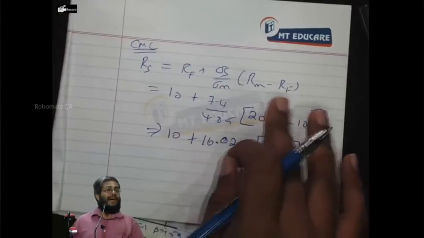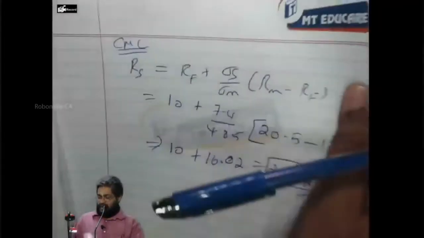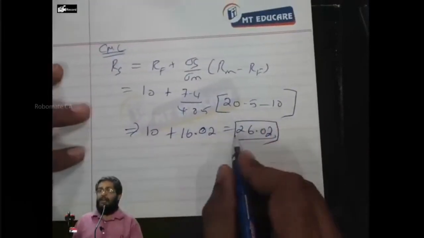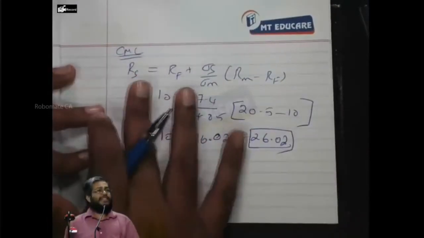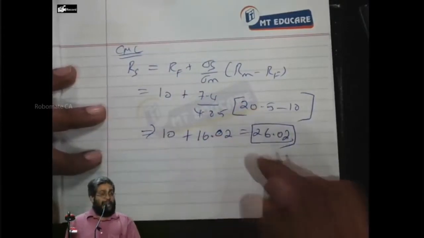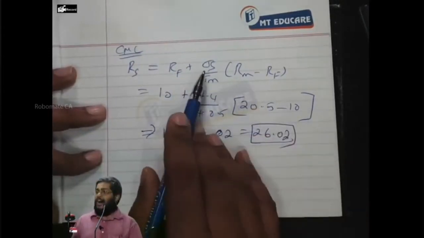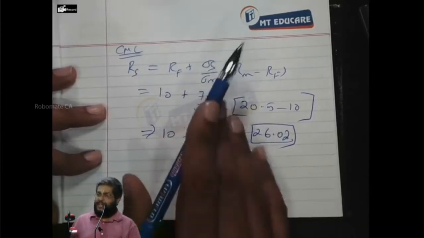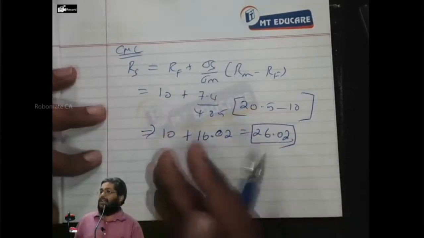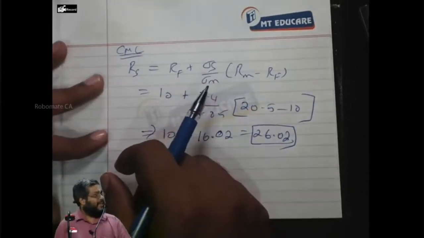Now, I have a doubt. Here, I expect only 25.96, and here I expect 26.02. Why is CML greedy? It is expecting more. Why is it expecting more? It requires more because it does not ask for the premium only for the systematic risk. It also asks for unsystematic risk. Hence the required return becomes more. Everybody, do you follow what I am saying?